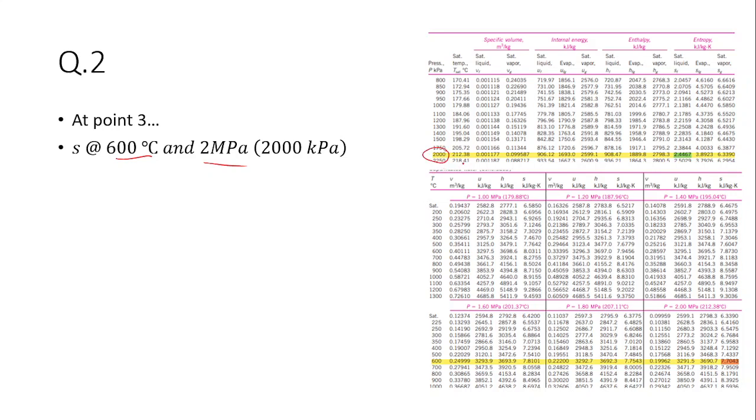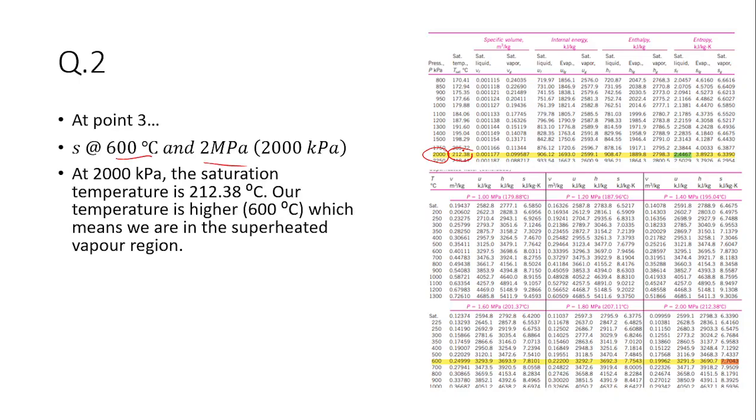And if we check the temperature, you realize that the temperature at which it will be saturated is 212.38. It means that at the 2 megapascal or the 2000 kilopascal, we need a temperature of 212, right, for it to be saturated, for it to start becoming vapor, right? But then our temperature is way above that, so it means that it is definitely going to be a vapor. So we are in the superheated region. And remember, we said point 3, we are in the superheated region. So at the superheated region, I can look for my 2 megapascal and then my 600 degrees Celsius.